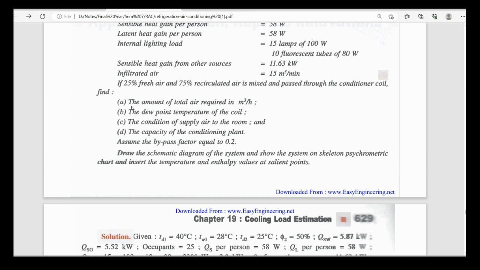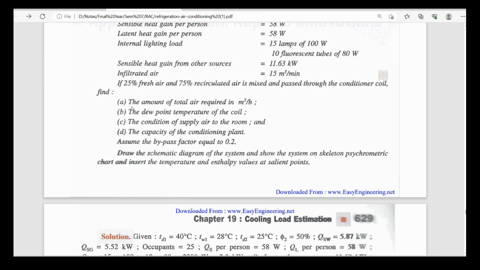Now we have to find the amount of total air required in meter cube per hour, the dew point temperature of the coil, the condition of supply air into the room, and the capacity of the conditioning plant. Now they have given that the bypass factor is 0.2.